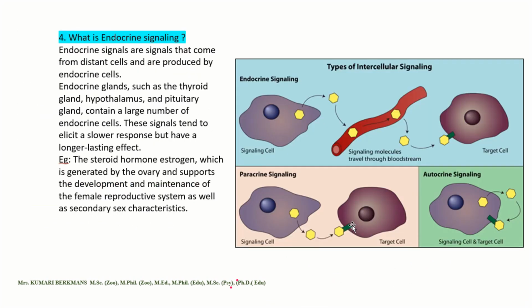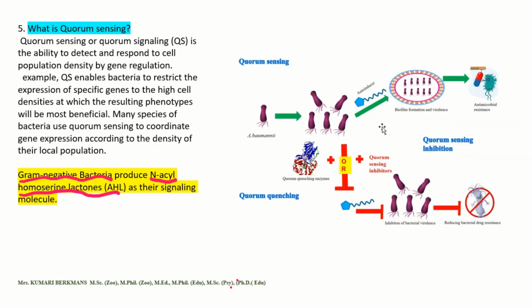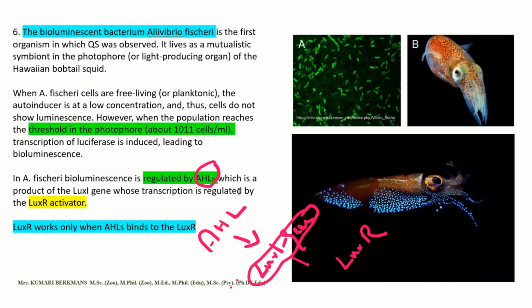And the fourth one is endocrine signaling, in the sense the endocrine glands produce or secrete the secretion, that is the hormone, which is taken up by the blood and reaches the target cell. The fifth one is quorum sensing, which is by bacteria, and gram negative bacteria produce N-acyl homoserine lactones as their signaling molecule. This is very important, so make a note.